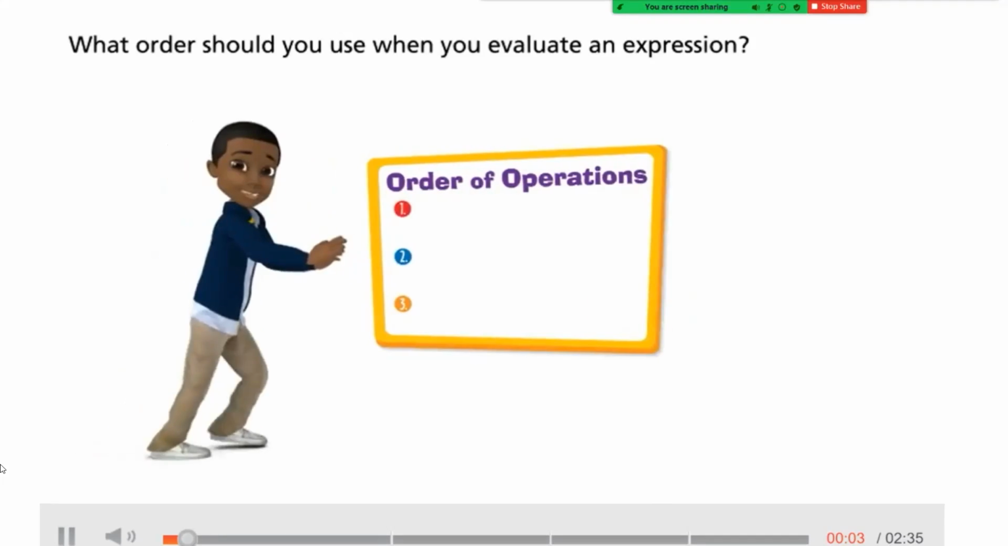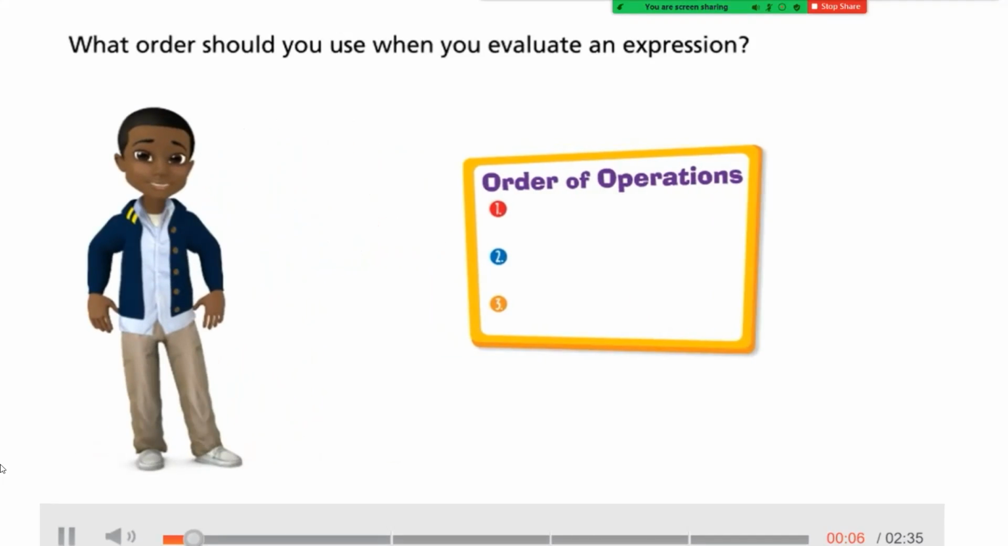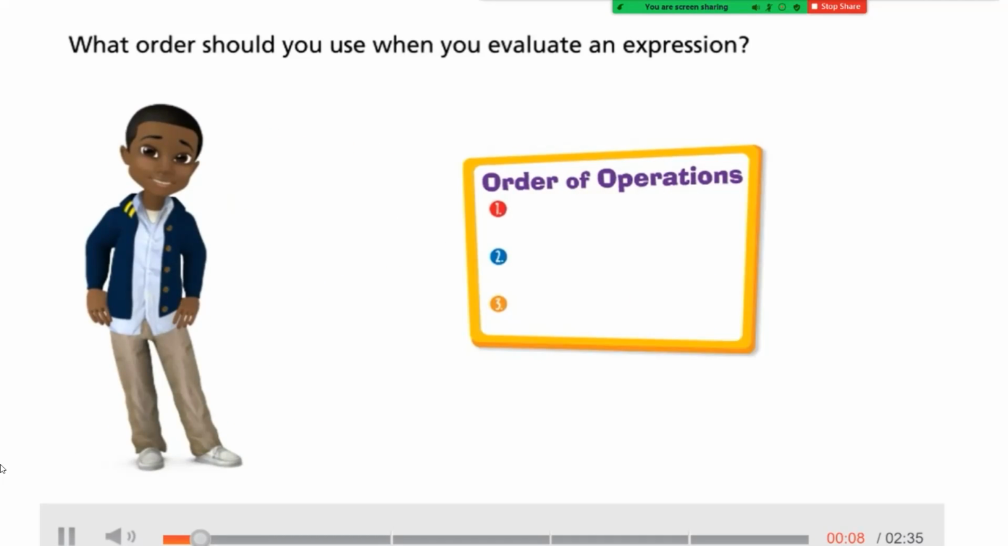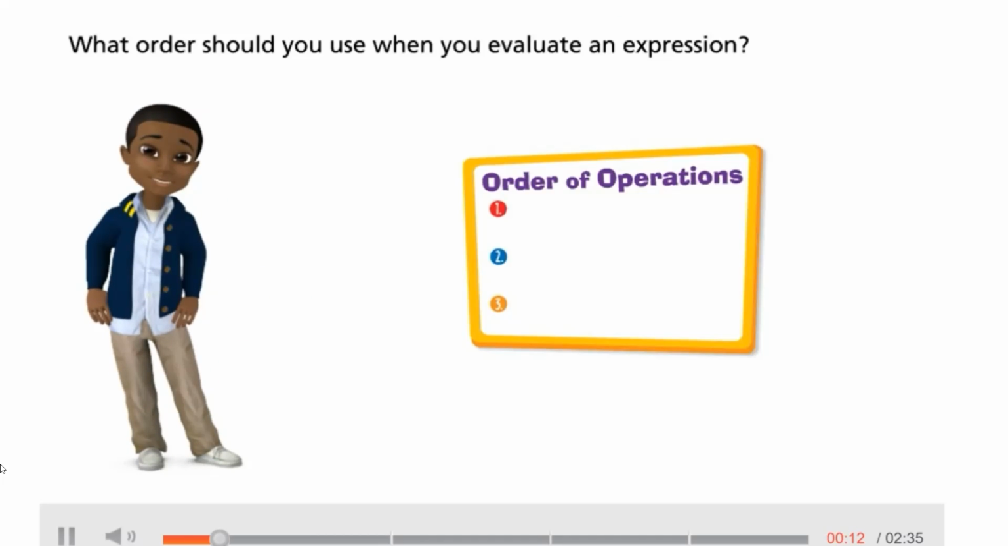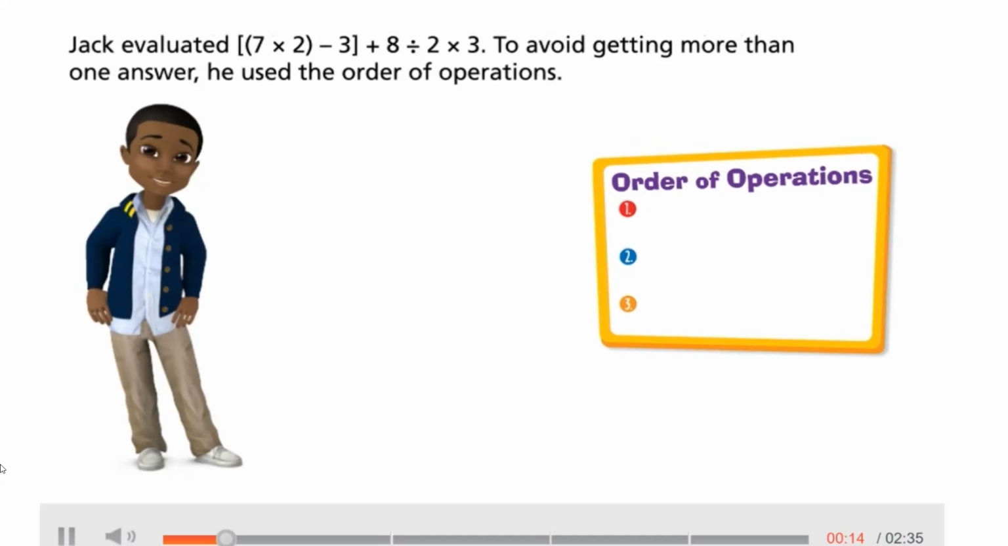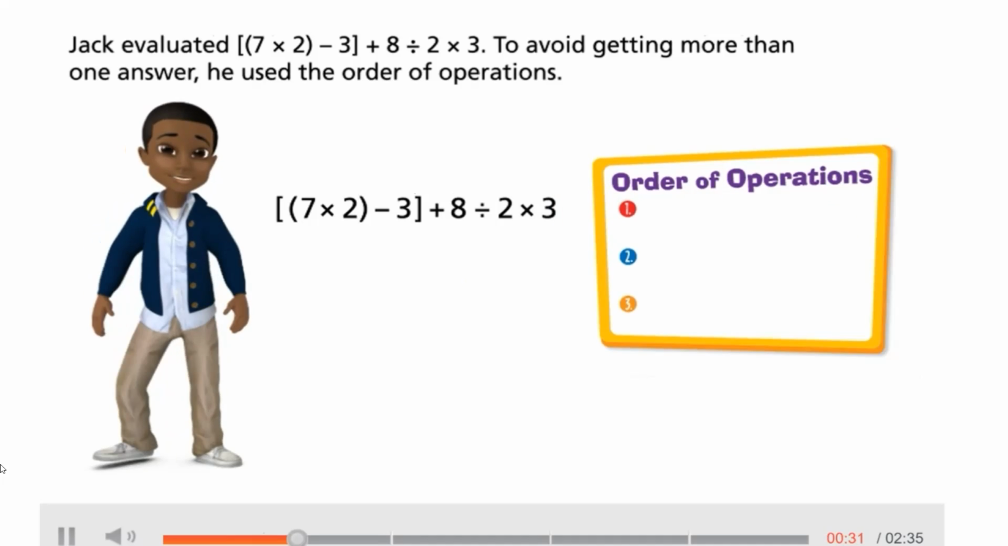What order should you use when you evaluate an expression? Let's look at an example. Jack evaluated [(7 times 2) minus 3] plus 8 divided by 2 times 3. To avoid getting more than one answer, he used the order of operations.